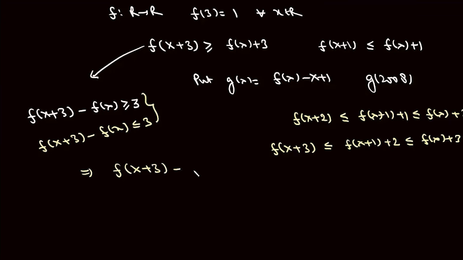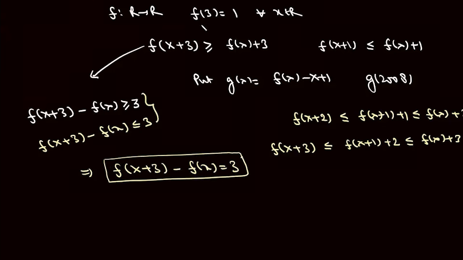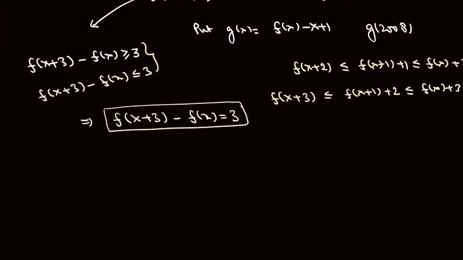Now, both of them can be simultaneously true if and only if f(x+3) − f(x) is equal to 3. So this is the equation we have. Now in the question it is given that f(3) is 1. And since this is an equality, that means all the conditions given in the question will also hold. So we'll get f(x+1) equal to f(x) + 1.